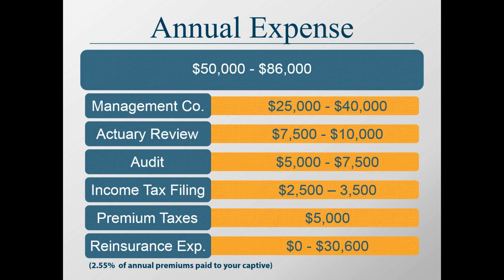And then again, the reinsurance expense can be zero if you don't need the pool or to have that 51% unrelated risk, or it can be as high as $30,000, which is essentially 2.5% of the total premium.